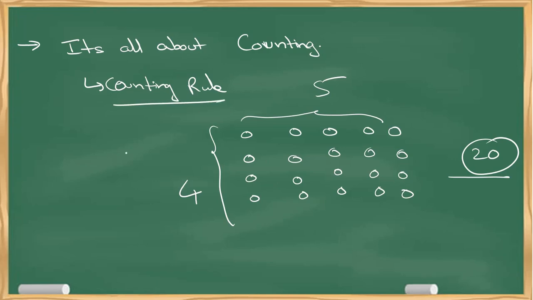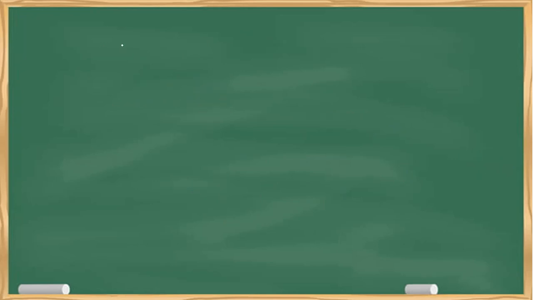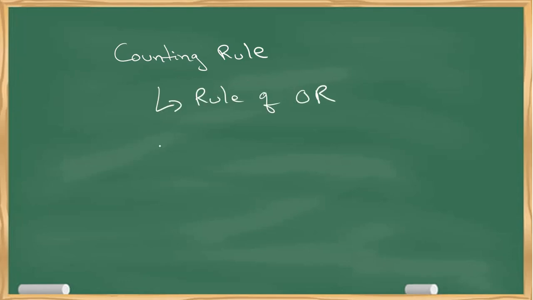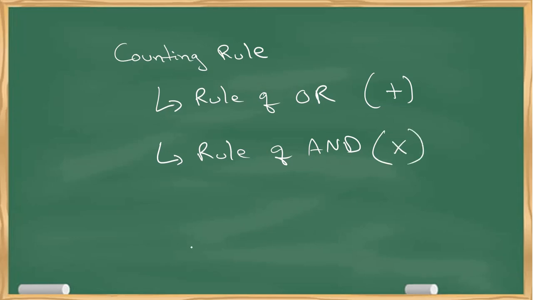So famously known, there are two counting rules. One is called rule of OR, and the second counting rule is rule of AND. It's very famous and everybody knows about it. So rule of OR is nothing but rule of addition, where we do addition operations, and rule of AND is nothing but rule of multiplication. So how are we going to apply this counting rule in our permutation combination problems?